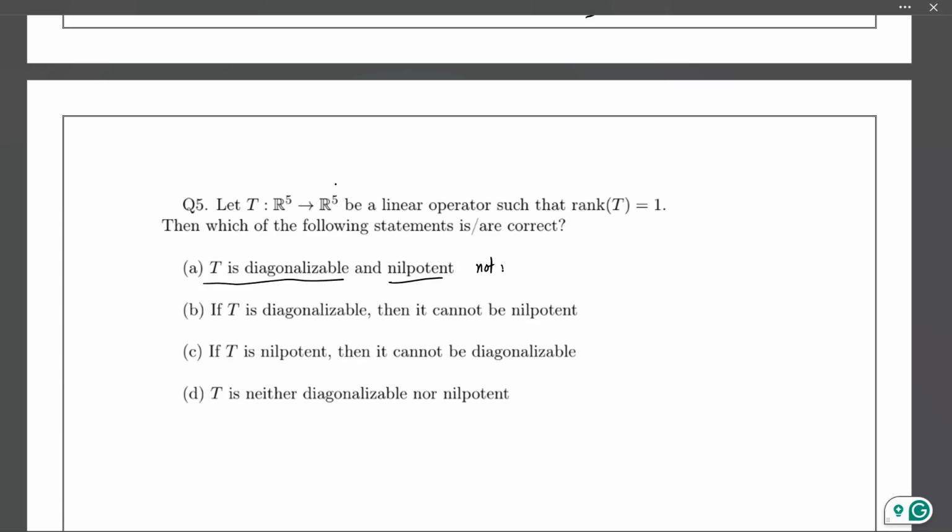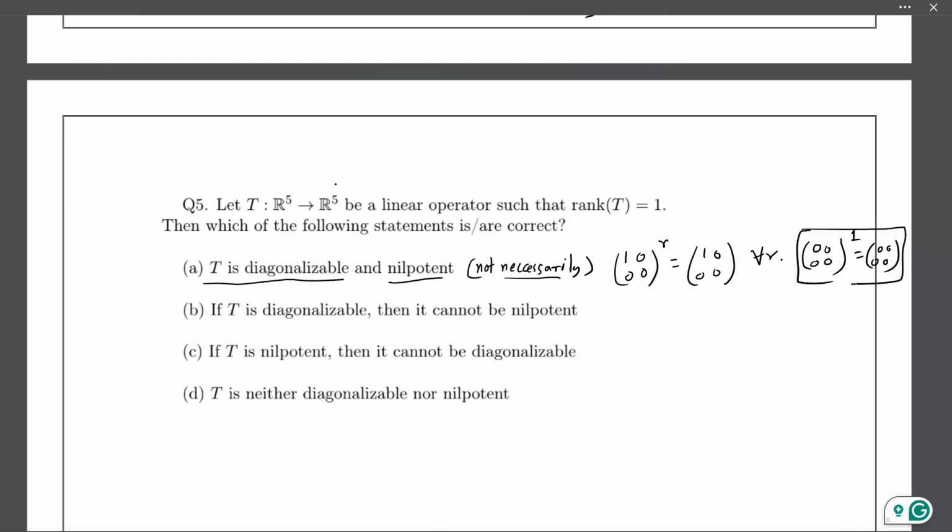Not necessarily. Sir, please write the reason, sir, why it is not. If this is diagonalizable, take any power, it will be the same for every r. This says A is not nilpotent. This is a diagonal matrix in fact. Why I'm saying not necessarily, because take the zero matrix, its first power becomes 0. Not necessarily is enough. Giving a counterexample is enough. So this is incorrect. A diagonal matrix may not be nilpotent.